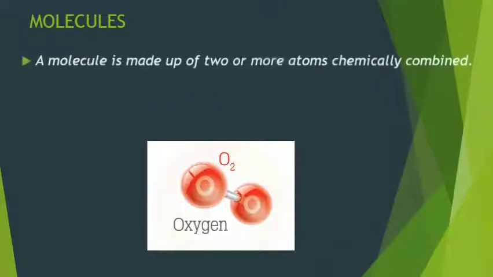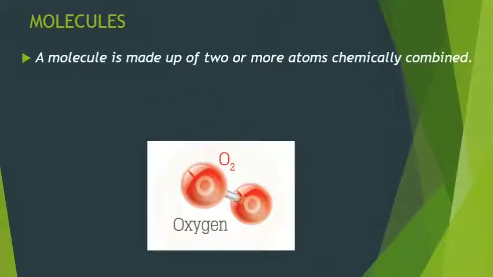A molecule is made up of two or more atoms chemically combined. Whenever two or more atoms react chemically, they will form a molecule. So here I have given you an example, oxygen. When you say oxygen atom, it is just O. Only one atom represents O.